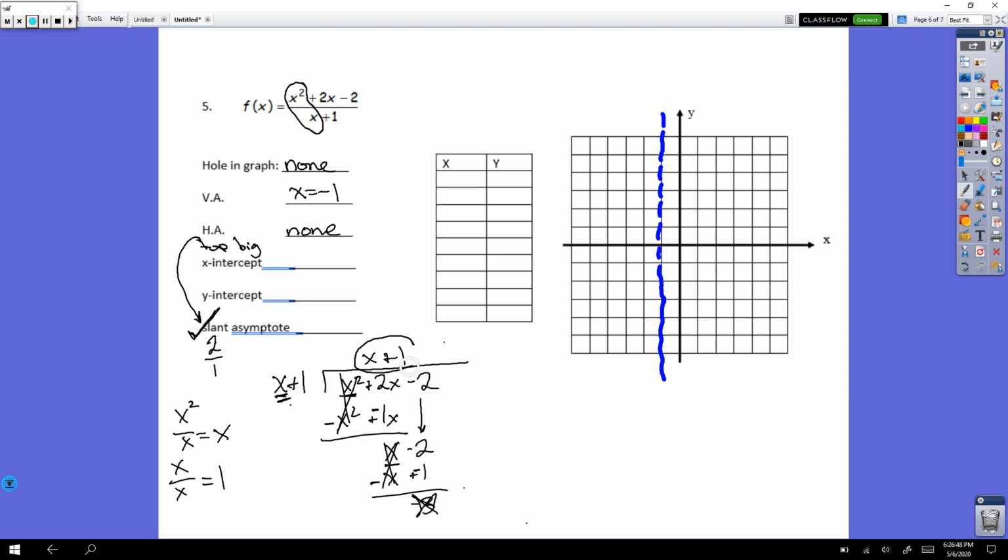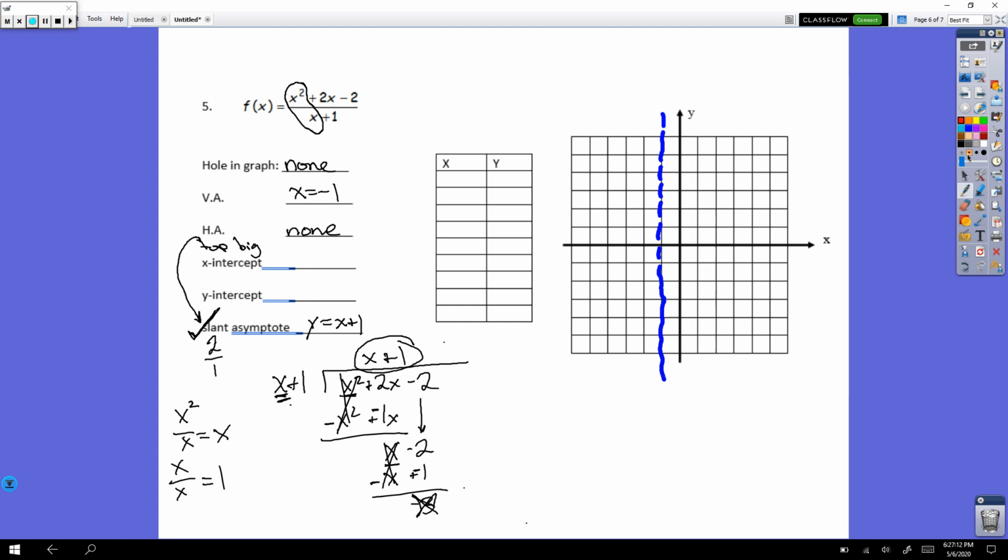So here is my slant asymptote. So y equals x plus 1 is my slant asymptote. So we'll go ahead and do that. So thinking back to graphing lines, right? y equals mx plus b. Here, my m, my slope is 1. So we have 1 over 1, rise over run. My b is positive 1. Remember, b is your y-intercept.